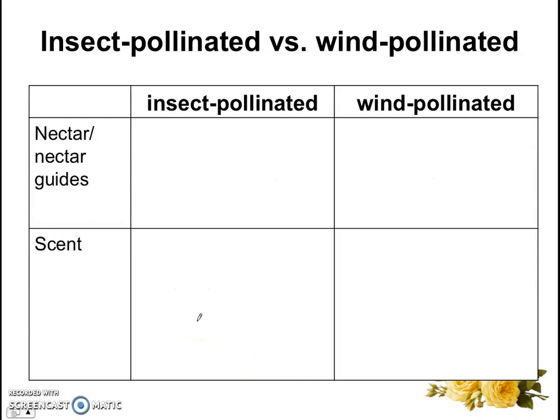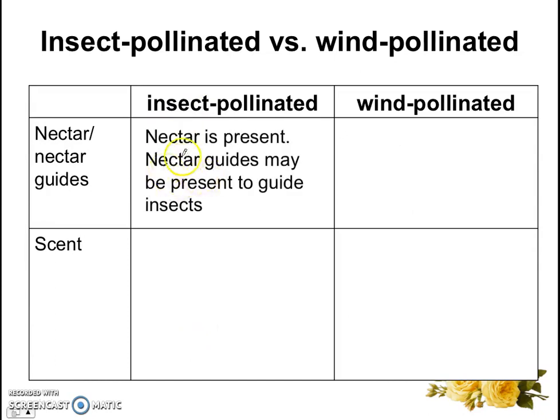Right, finally, for insect-pollinated flowers, they tend to have some sort of nectar there to attract insects. And nectar guides may be present in the petals to guide the insects into the flower. Wind-pollinated flowers, nah, usually don't need any of this nectar stuff. Save resources, right? Save energy, don't need to produce.